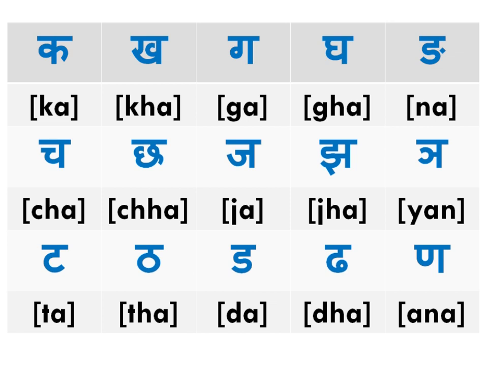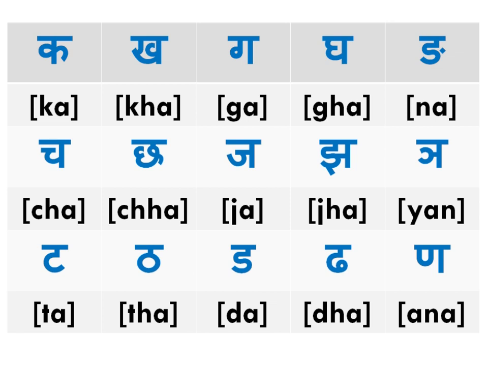Now, second row. The first letter of the second row is Cha. C-H-A, Cha. Chha. C-H-H-A, Chha. J. J-A, J. Jha. J-H-A, Jha. Yan. Y-A-N, Yan. Remember, Yan also does not have any vocabulary starting from it. Okay guys?